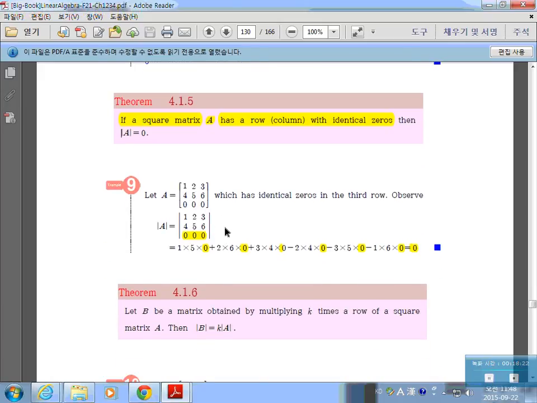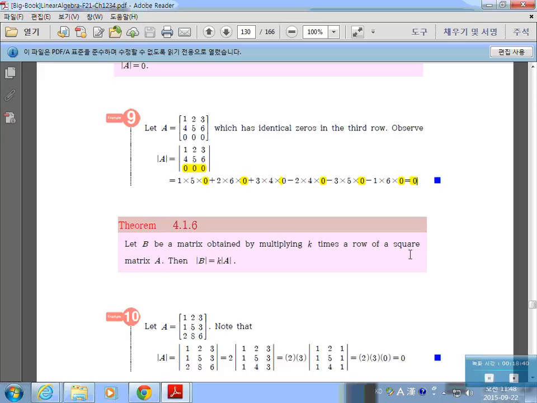It's easy because in this case the determinant is a summation of terms, and every term must choose one entry from the last row, which is all zeros. So all terms have a zero in them, so the product of these is all zeros. So the addition should be 0 as well.